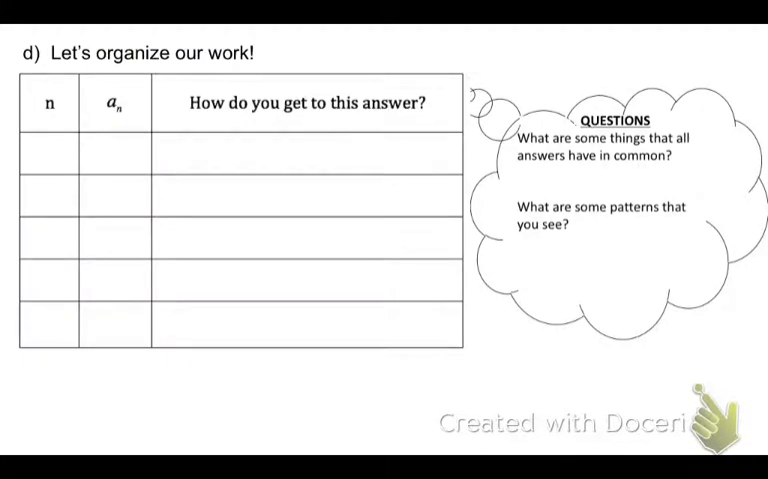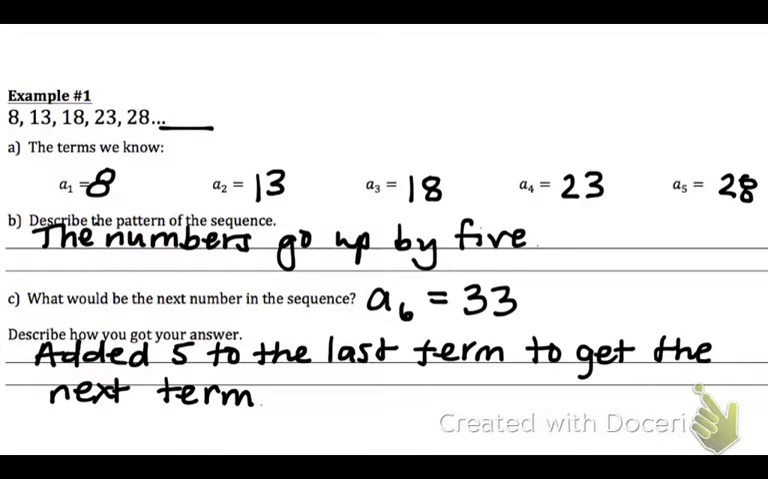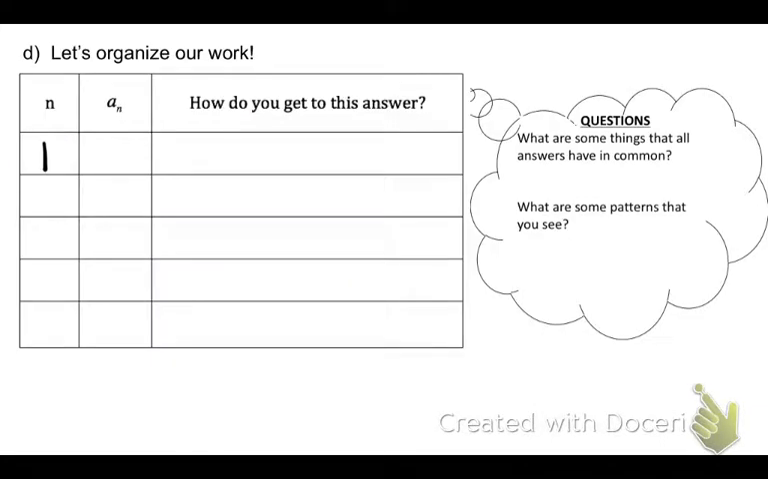So let's organize our work. Here you'll notice we have a table which you're very familiar with, but instead of saying x and y, it says n and a sub n. So we're going to write the term number here and the answer that is in that term position there. So what was the number in the first position? The number in the first position is 8. How did we get that answer? Well, we got that answer by just having 8. It starts with 8.